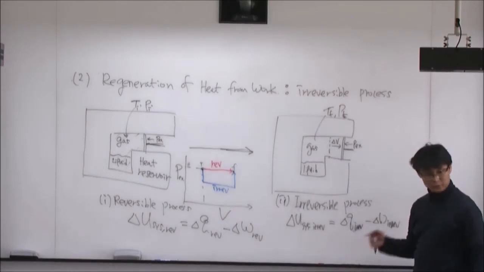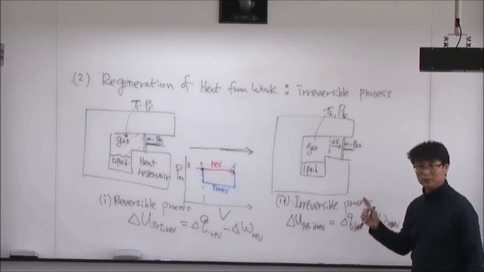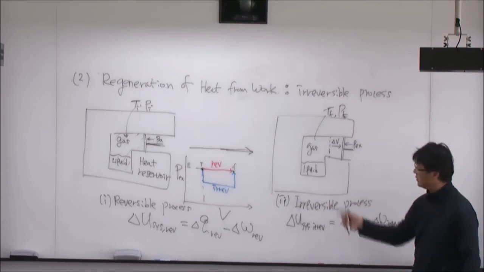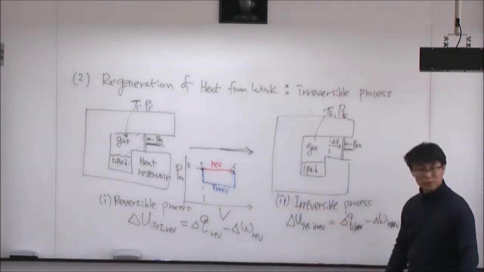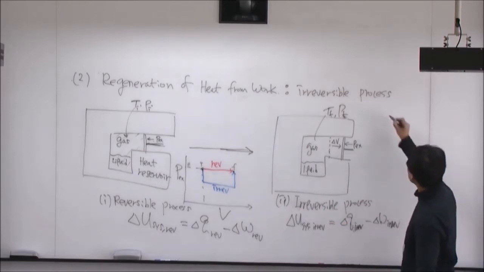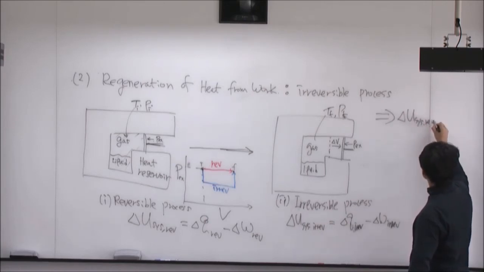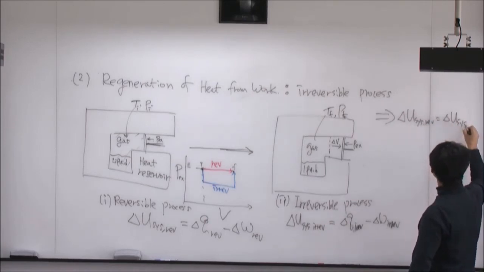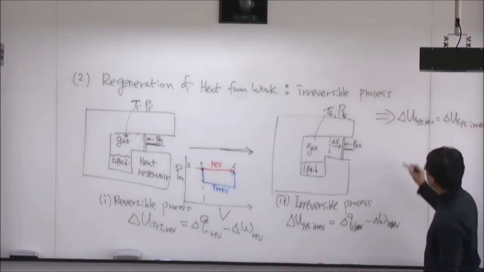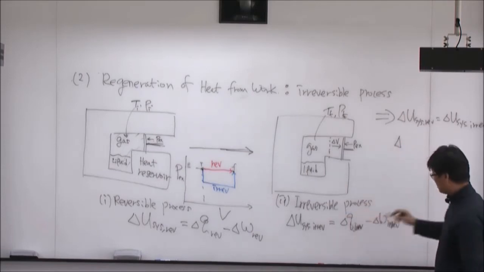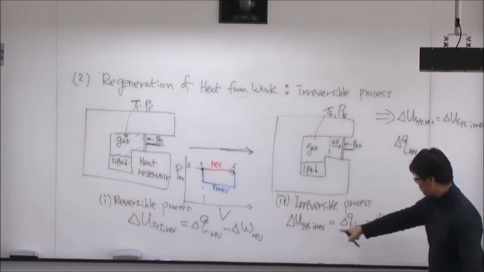But if you compare these two, delta U of system reversible and delta U of system irreversible should be the same, because U is a state function, which is independent of the process. It only depends on the initial state and the final state. Both of them, initial and final, are the same, yeah? So delta U should be the same. So these two equations say that delta U of system reversible and delta U of system irreversible are equal. So this and this one are the same.